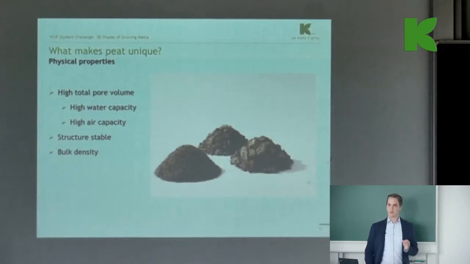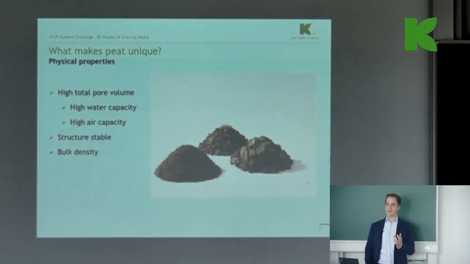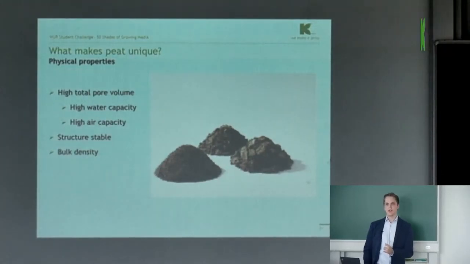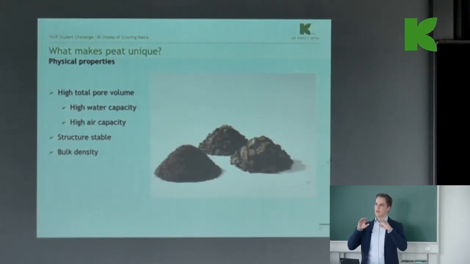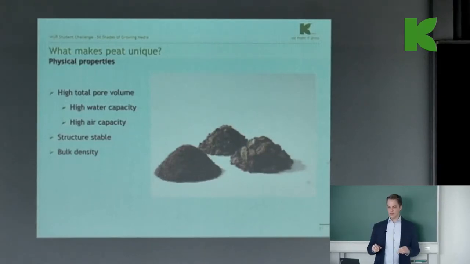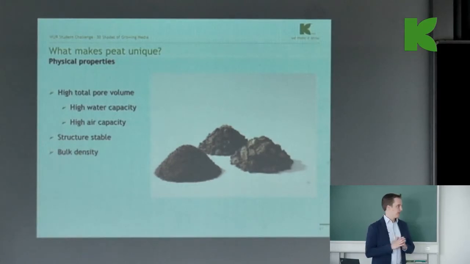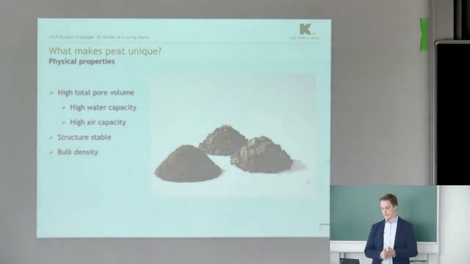It's a structure-stable material because it's rather decomposed already. It's nearly dead. So there is not too much further decomposition in the peat. That means it's a very structure-stable material. A plant can grow in it for a long time without having any loss in volume. Bulk density is very low. It's a lightweight material. That's for us very interesting because it makes it much easier to bring it to our growers. It's very lightweight, very important for transportation and for handling at the grower side.